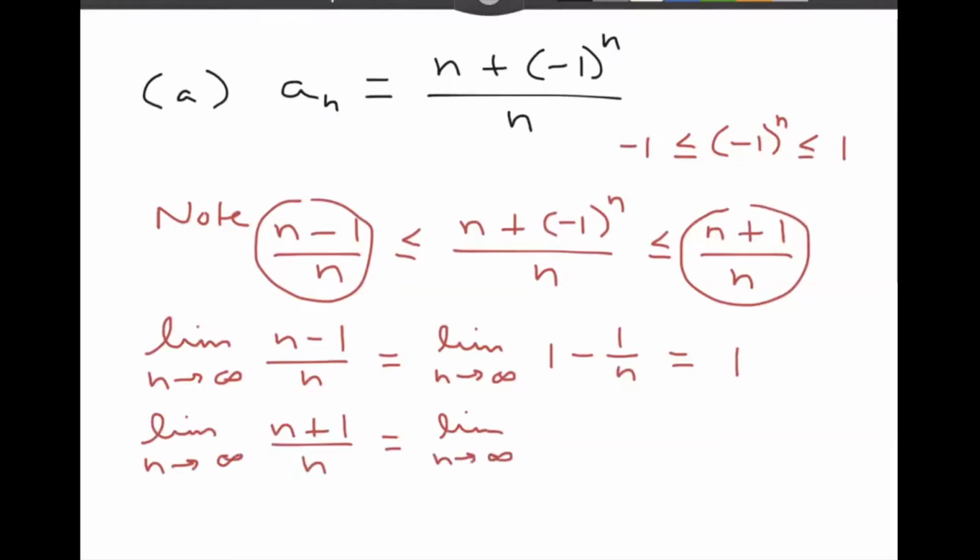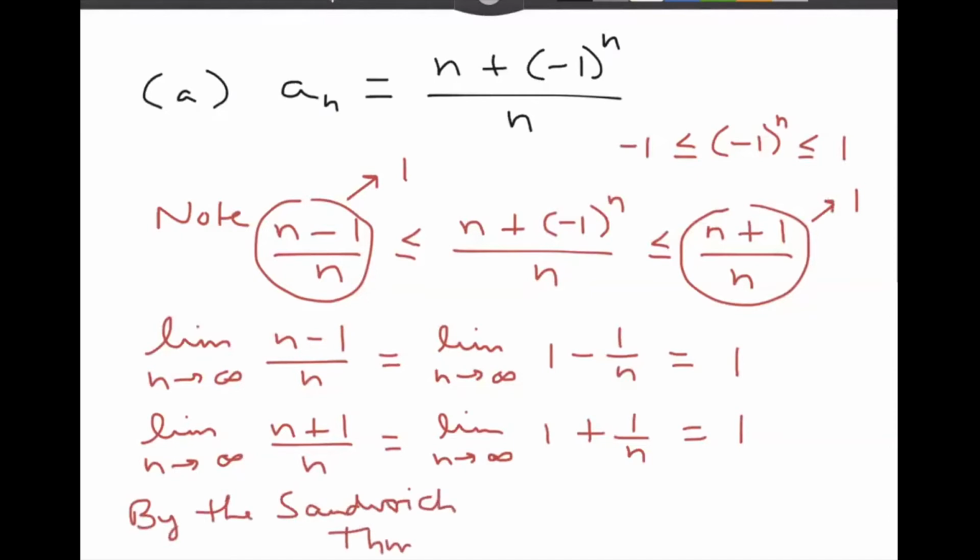Well, let's write that as 1 plus 1 over n. That limit is also 1. So this sequence is approaching 1. This sequence is approaching 1. By the sandwich theorem, the limit as n approaches infinity of n plus -1 to the n over n is equal to 1. So that sequence converges to 1.